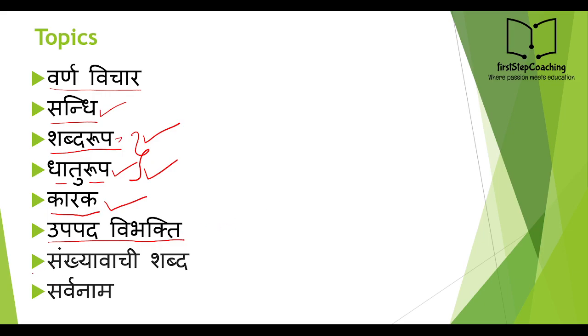Then our next topic will be Sankhya-vachi Shabd. Sankhya means numbers. So every language has its pattern of writing the numbers. Like in English, we have 1, 2, 3 in words, and Roman numbers are there. And in every language, we will be having the pattern of numbers. So the same way in Sanskrit also, we have a specific set of words which are written as numbers.